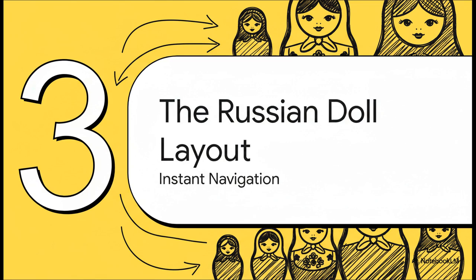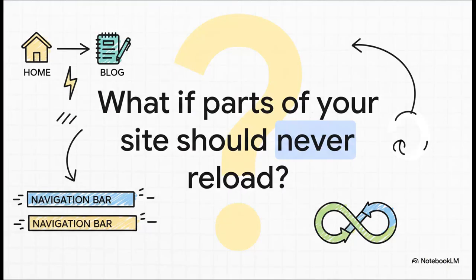But here, right here, is where it goes from just being clever to being absolute genius. We need to talk about layouts, which I like to call the Russian doll concept. This is the real secret to making your site feel blazingly fast. I mean, think about it. When you click from the home page to the blog page, do you really want the navigation bar and the footer to disappear for a split second and then reappear? You know that annoying flicker? That's a classic sign of a full page reload. And it just feels slow. What if we could just stop that from ever happening?